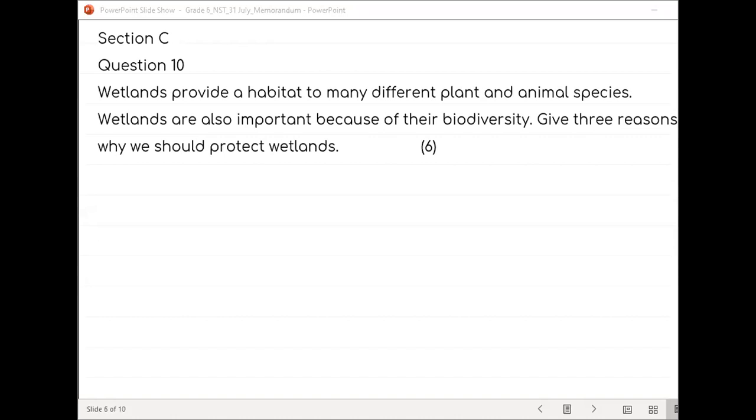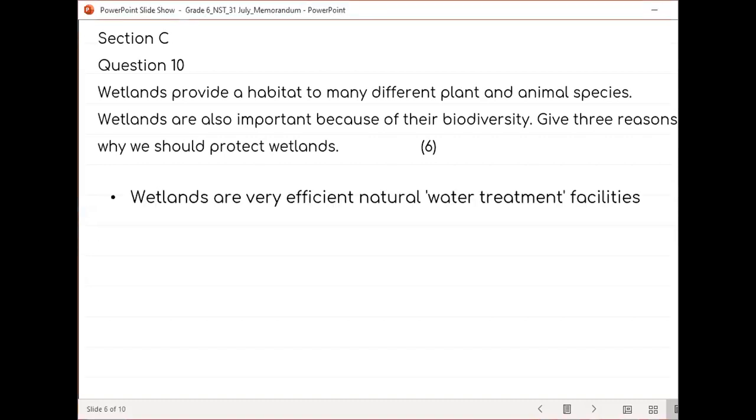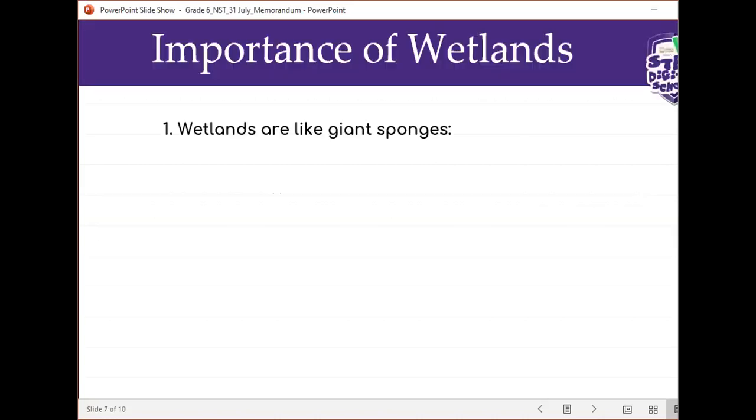All right. Okay, so let's see the answer. What I have here first is a definition, or rather the use of wetlands. We say wetlands are very efficient natural water treatment facilities. Very important to note that first point. Then the importance of wetlands. Number one, wetlands are like giant sponges. They soak up water and they store it. So this is the one day where we will need the water one day. All right.